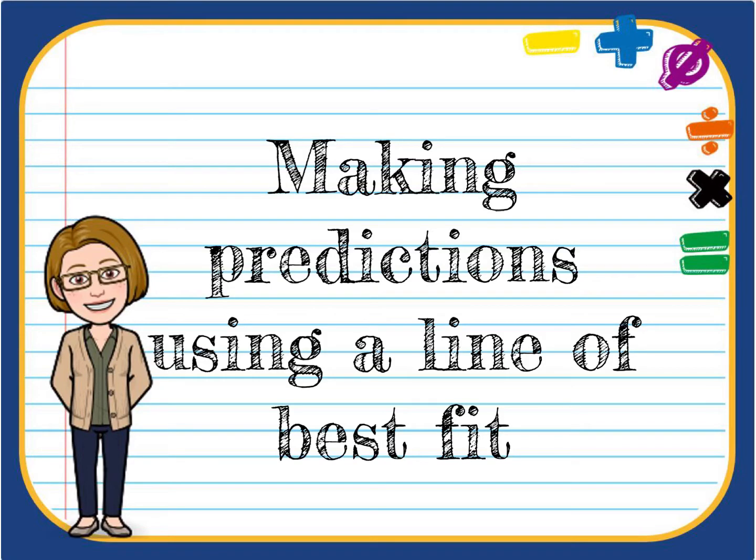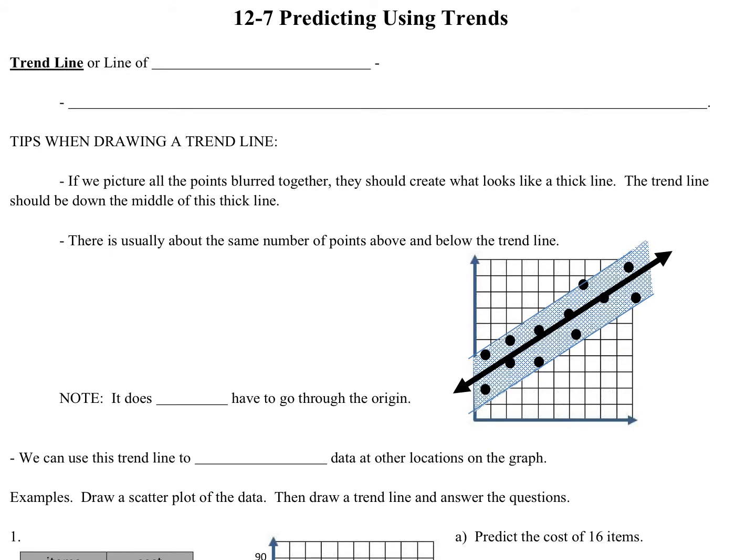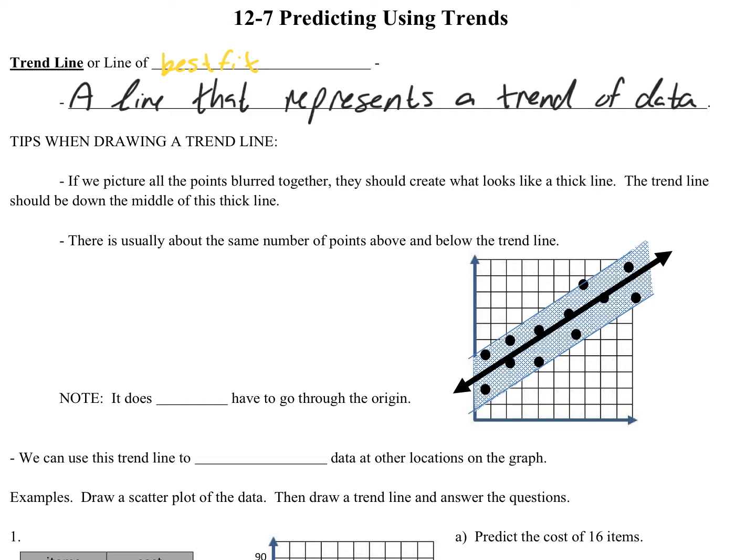In this video, we're going to take a look at making predictions based on a line of best fit. So a trend line or a line of best fit is known as a line that represents the trend of data. We saw in the last video about data trends, whether they're positive, negative, strong, or weak.